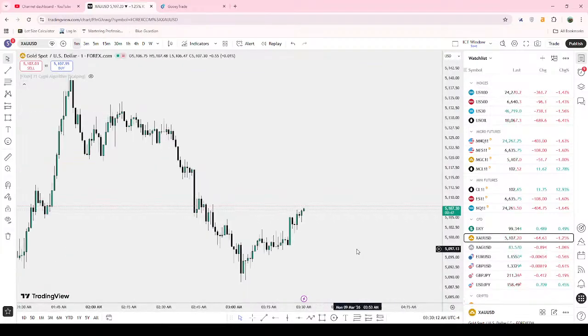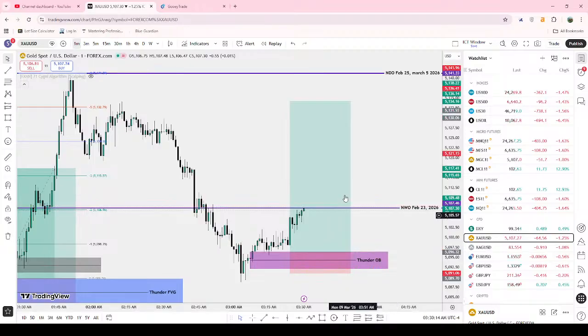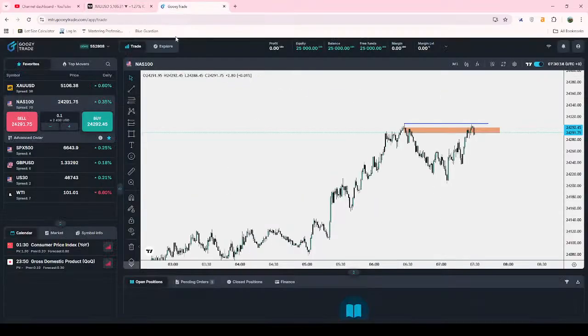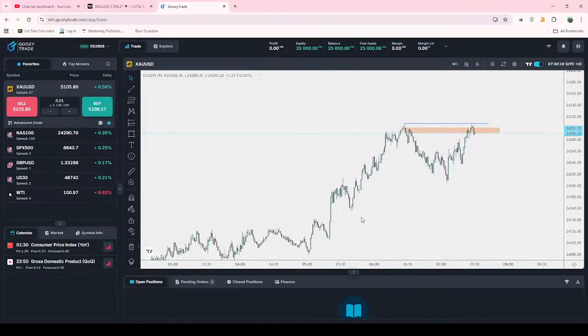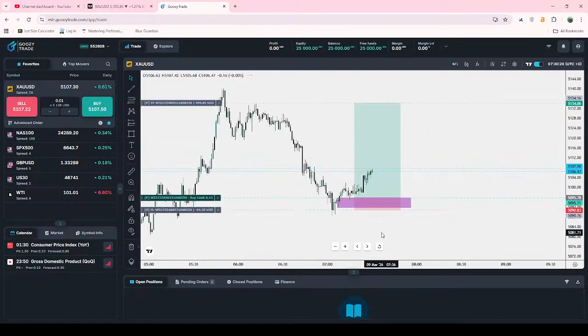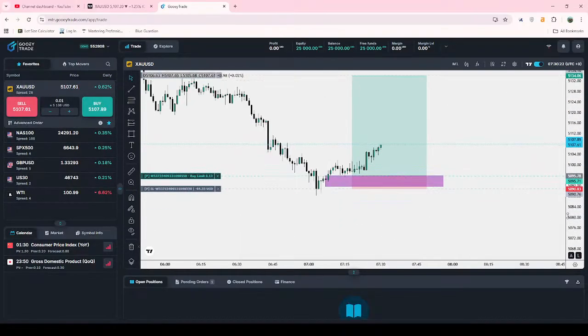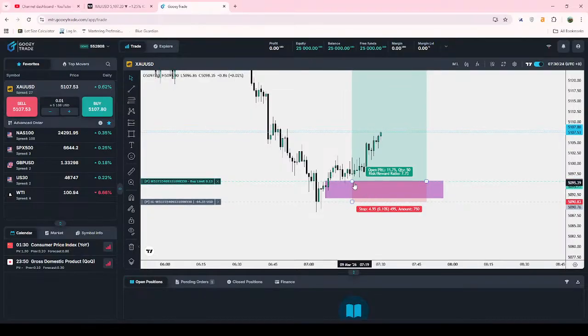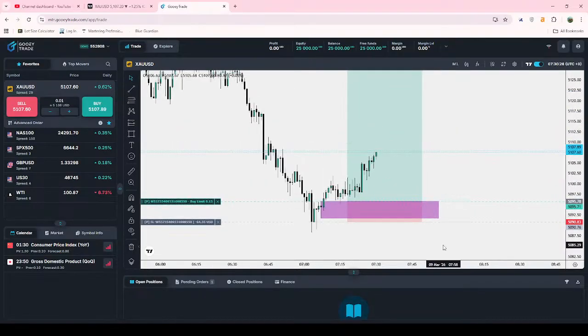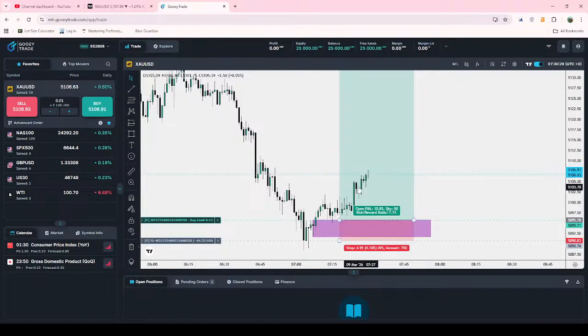Looking at gold, it has gone in the direction without taking our entry. We had our entry placed here, but we did it late, so the market has gone up now. We can enter from here, that is this CISD plus FVG, but that would be a high risk trade, and that I'm not willing to take.